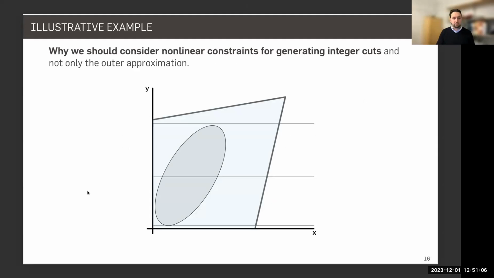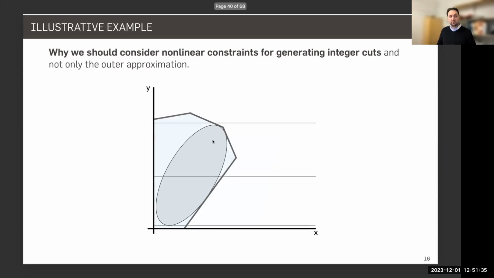And I want to start by showing you a second example where I just want to illustrate why we should consider nonlinear constraints for generating integer cuts and not only the outer approximation. So again, here I am assuming that y is an integer variable and that the gray lines here represent integer points or integer values of the variable. And here we have a feasible set given by a nonlinear constraint and an outer approximation of it. So let's say we apply our favorite outer approximation-based algorithm to generate the following outer approximation of the feasible set.